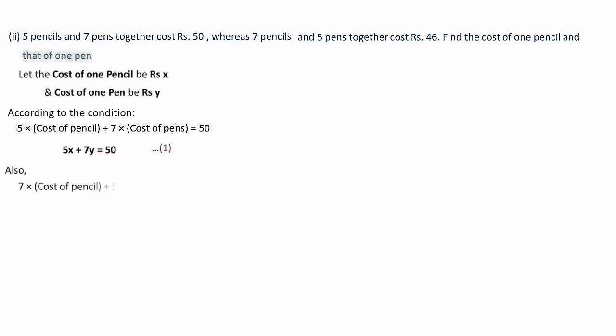And we'll go for the second condition. Here it says 7 pencils plus 5 pens cost rupees 46. So 7 into cost of one pencil plus 5 into cost of one pen is equal to 46. That is 7 into x plus cost of pen is y, so 5 into y is equal to 46. Label it as equation number 2. Now both the equations are there. Next we have to prepare the table of values for plotting these equations on a graph sheet.